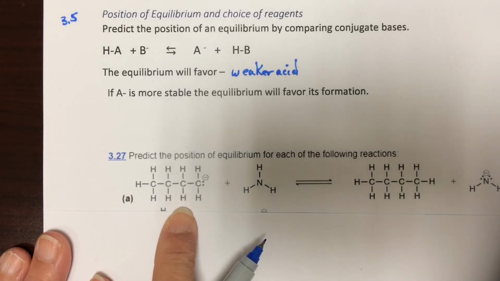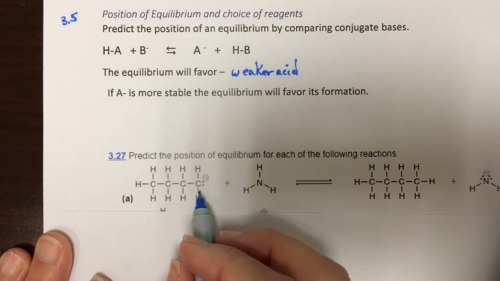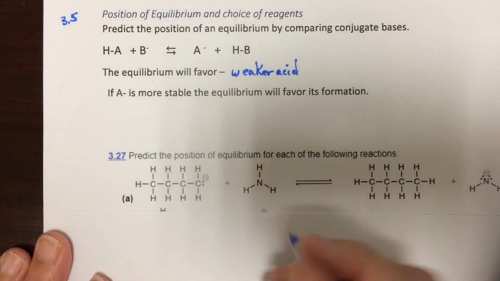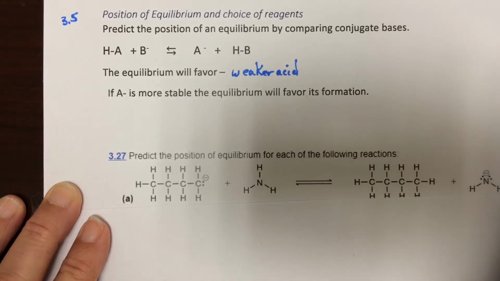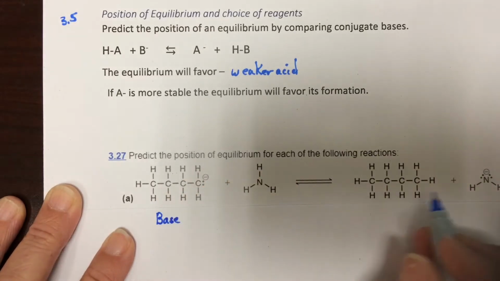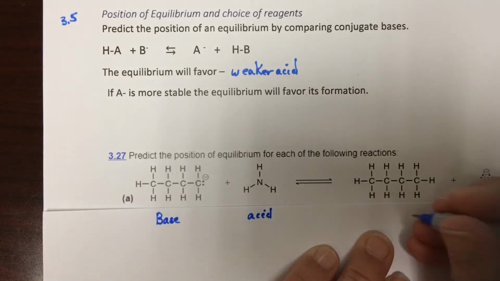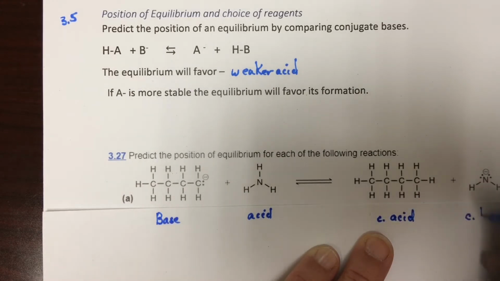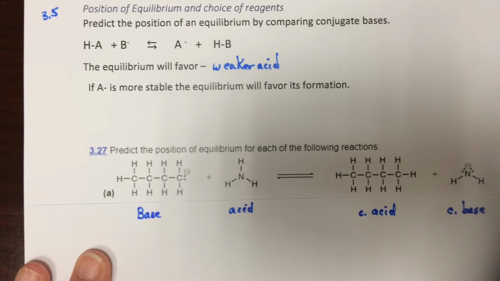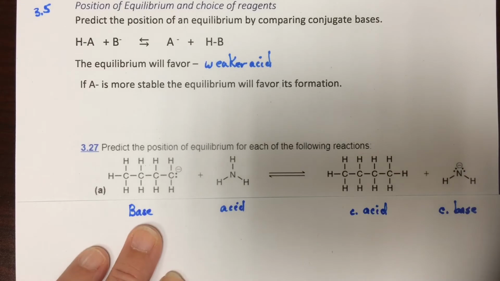We've got our acid and our base. The base is going to gain a proton, and this is our acid. This is our conjugate acid and our conjugate base. So we'll want to compare our two bases and see which one is more stable.